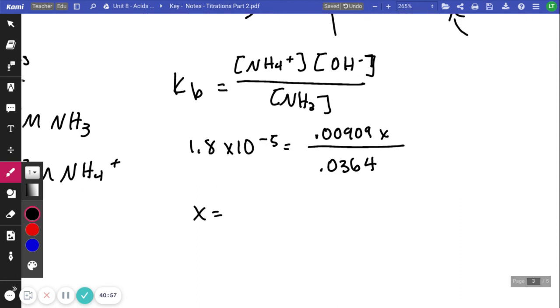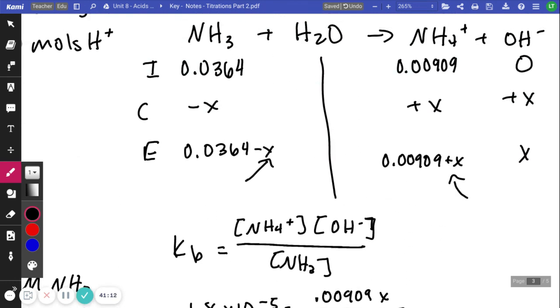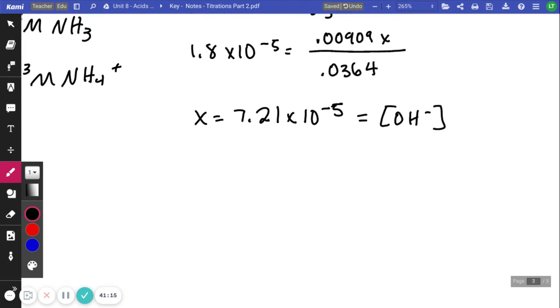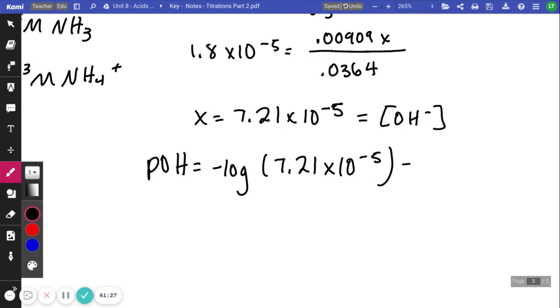So x would then equal 7.21 times 10 to the negative fifth, which would also be our hydroxide ion concentration, since in our equilibrium expression, our hydroxide ion concentration was just x. So we can plug that in to solve for our pOH. So pOH is equal to the negative log of 7.21 times 10 to the negative fifth, which gives us that our pOH is 4.14, and then subtract that from 14 to get our pH. So we get that our pH is 9.86.